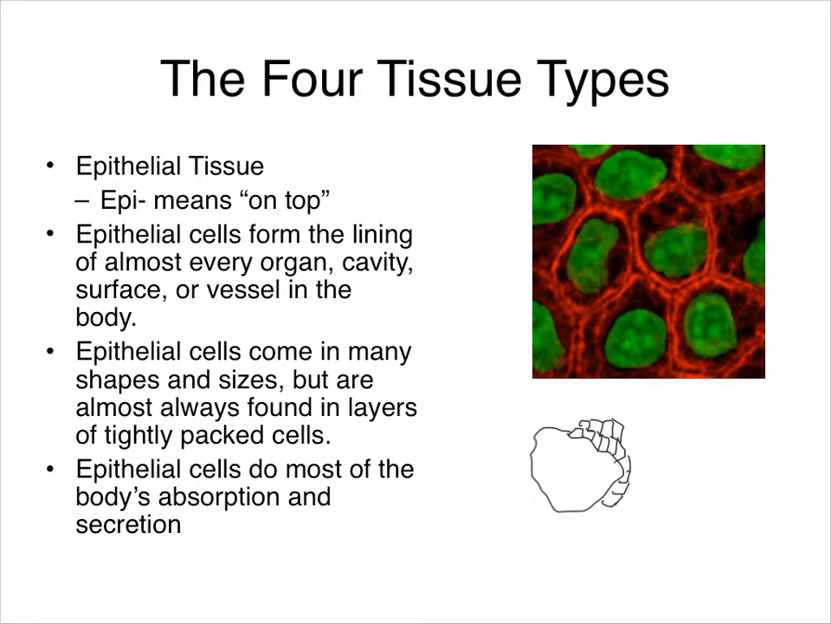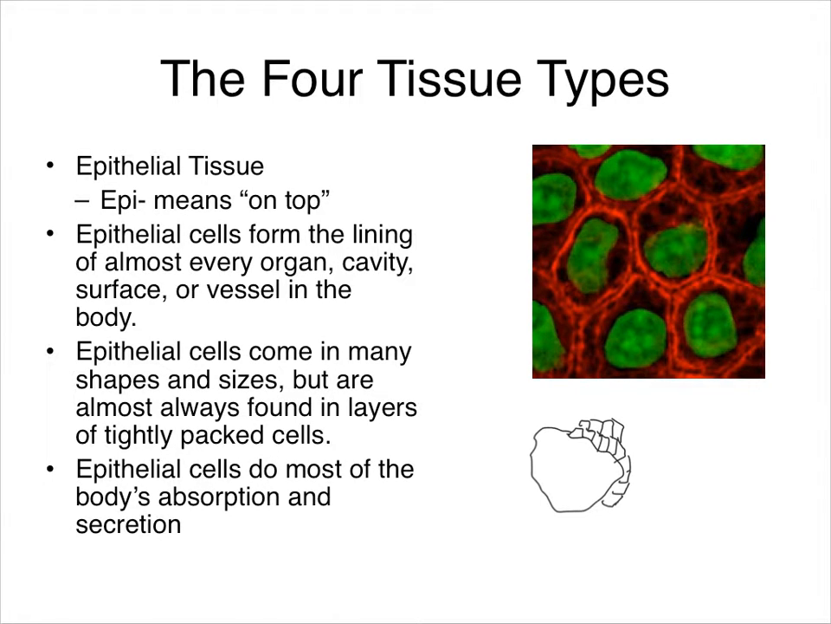There are many shapes and sizes of epithelial cells, which we'll talk about later on. But epithelial tissue is almost always found in layers of tightly packed cells, where you have cell next to cell, next to cell, next to cell, next to cell. And then, cells are always touching cells. They don't have a lot of open space around them.